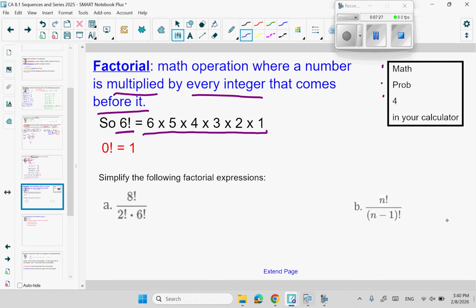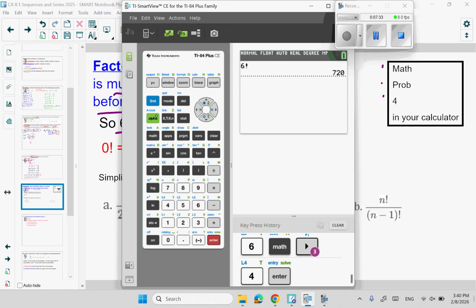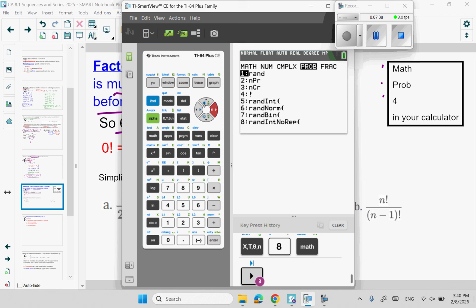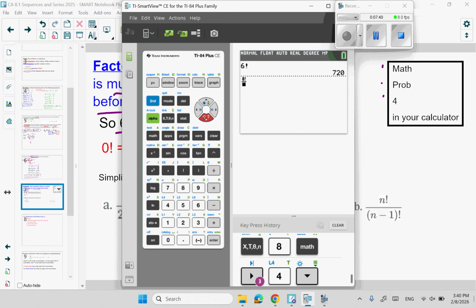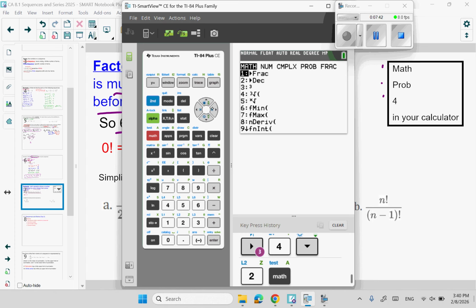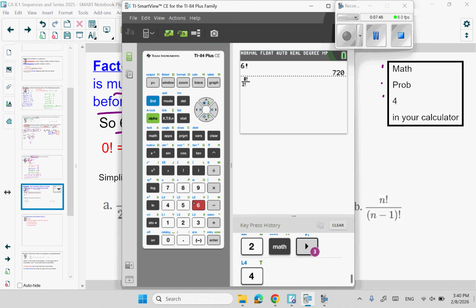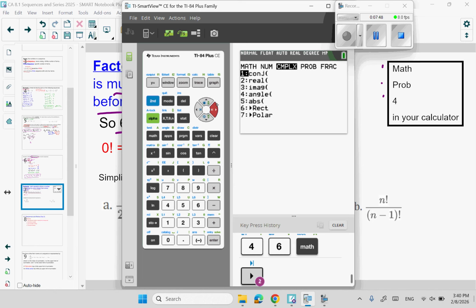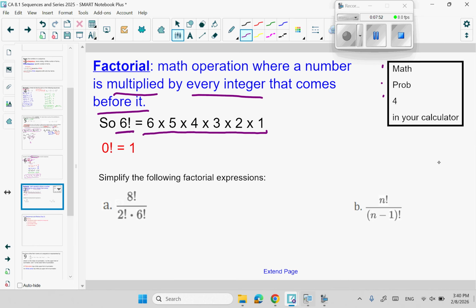Okay, so interestingly enough, I could type this all in my calculator. If I wanted to, we could do fraction, 8 math prob 4, over 2, 6 math prob 4. Now we get 28.